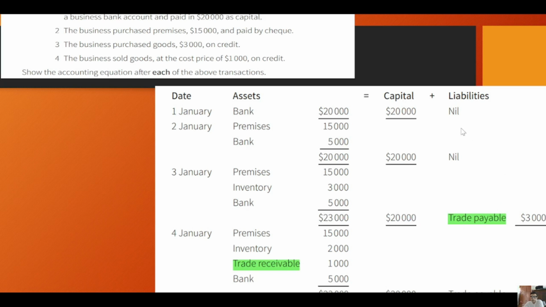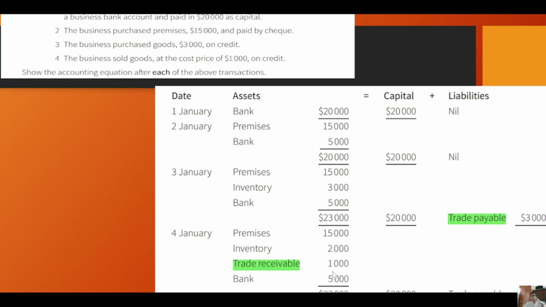But on the other hand, initial capital or owner equity was 20,000, and what increased his assets is the liabilities, because of the trade payable, she has to pay $3,000 for what she bought. So 3,000 is her trade payable. On January 4, she has premises of 15,000, inventory 2,000 and trade receivable 1,000.